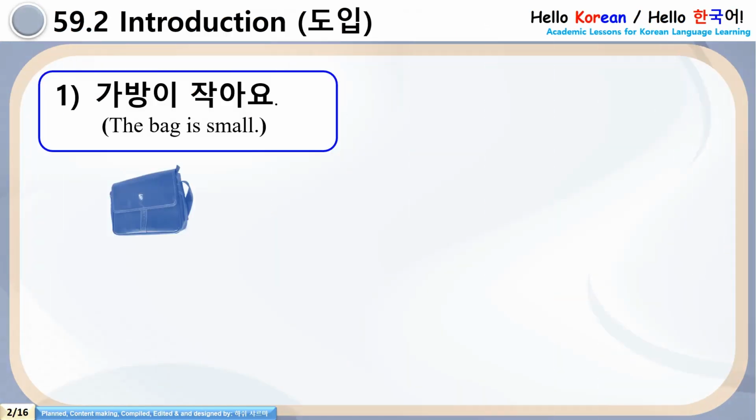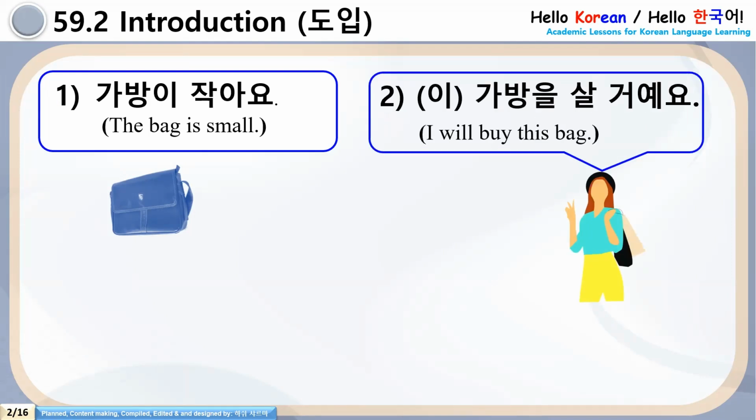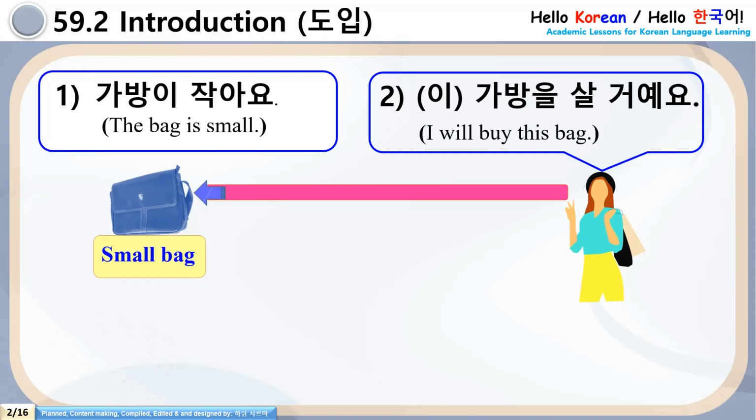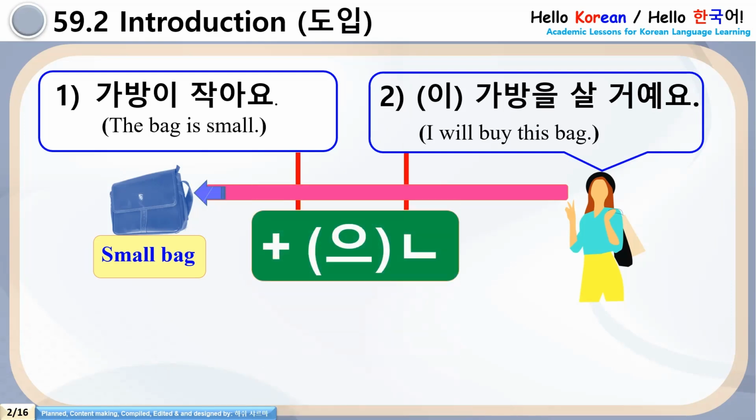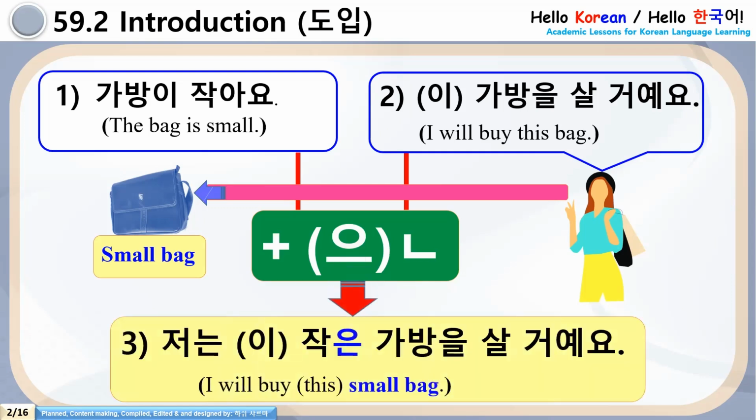Now, coming to the introduction part, see here, first sentence, 가방이 작아요. The bag is small. 이 가방을 살 거예요. I will buy this bag. So how to make the sentence in Korean? I will buy this small bag. See here, focus point is what? Small bag. Very simple. Just add the grammar un and the sentence will be 저는 작은 가방을 살 거예요. I will buy this small bag.